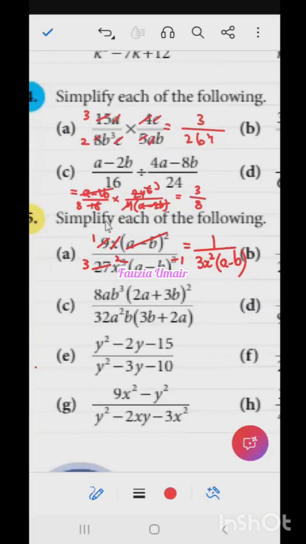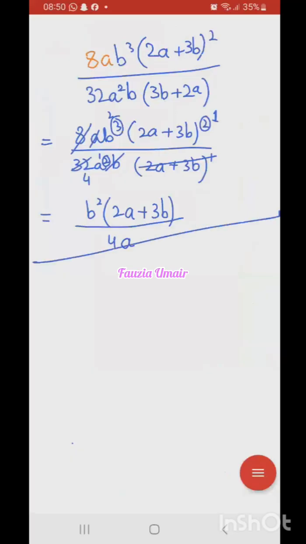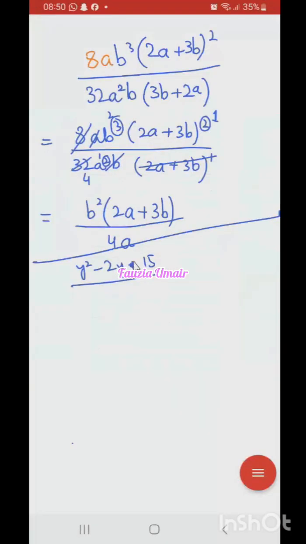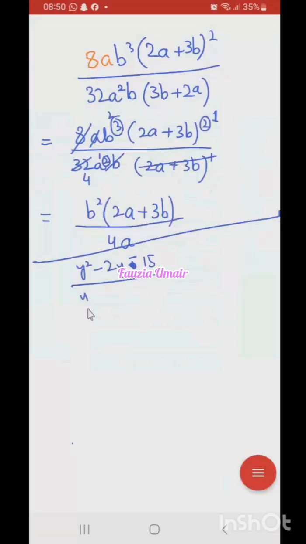Now just look at the remaining ones. C is also similar, but we have just done C. What about E? Let's solve E because this is middle term breaking in both parts. So if I'm solving E part, it would be y square minus 2y minus 15, sorry, minus 15 earlier, divided by y square minus 3y minus 10. Okay, this is the question.